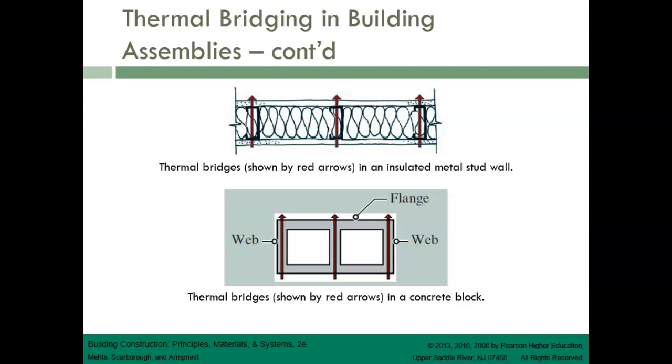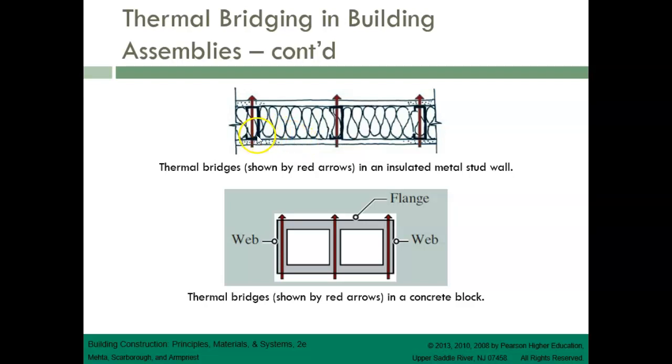So another concept that we need to talk about is thermal bridging. Thermal bridging is an element that's part of the wall assembly that allows energy to transfer through it at a faster rate, so it has less R value. In this case, where I have a metal stud wall that's insulated, you can see my metal studs here. Metal is a thermal conductor, so that energy is going to transfer through these studs faster than it would out here through the batt insulation.